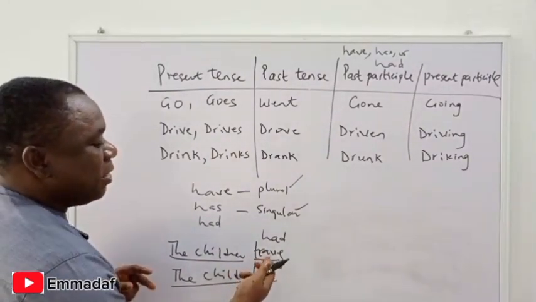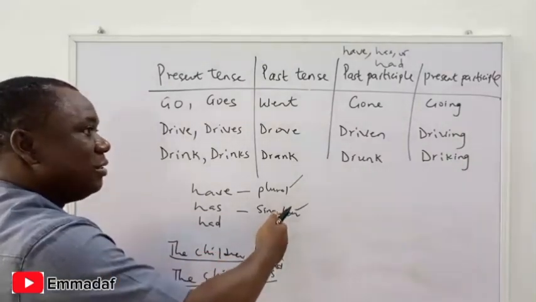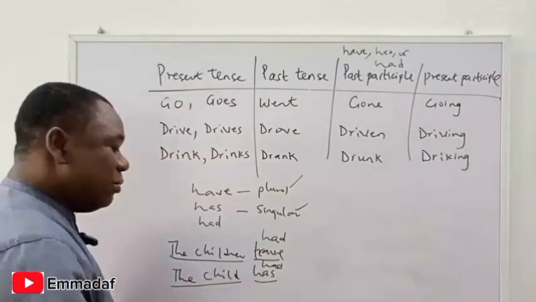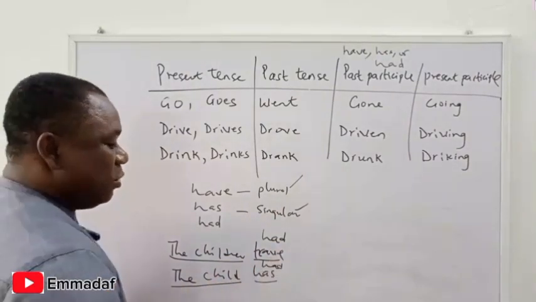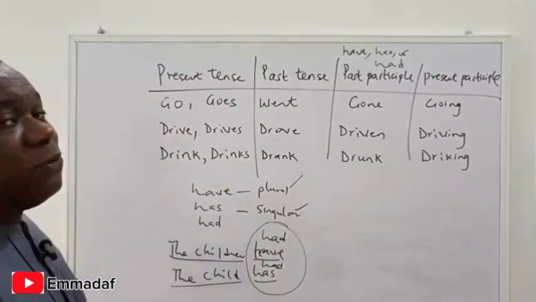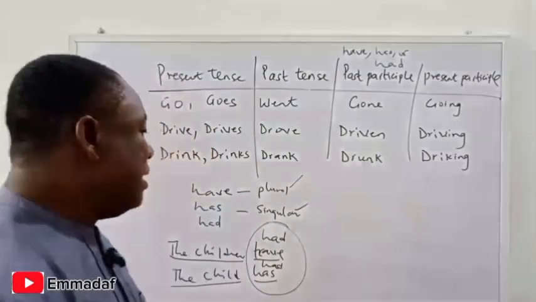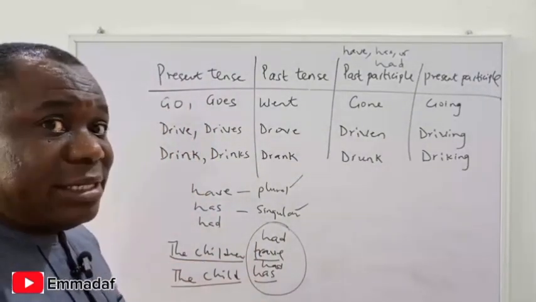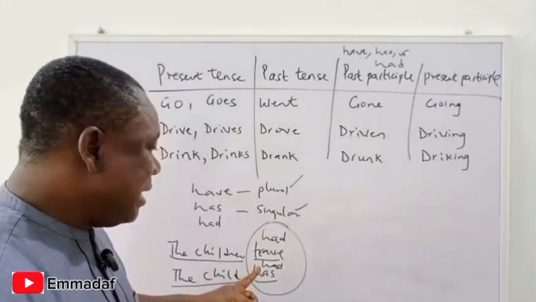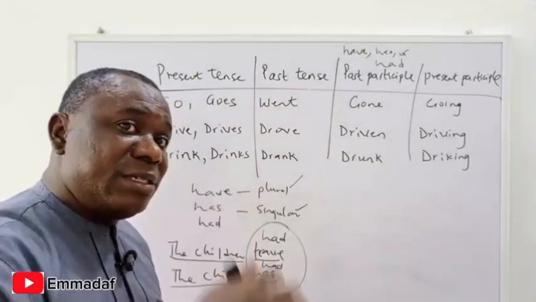The children have gone to school. The children had gone to school. The child has gone to school. The child had gone to school. But take note that these are used to form the perfect tenses. So while these have and has are used to form the present perfect tense, had is used to form the past perfect tense.